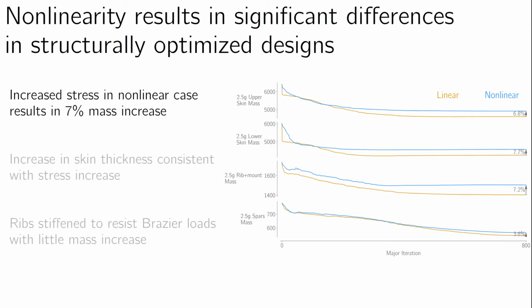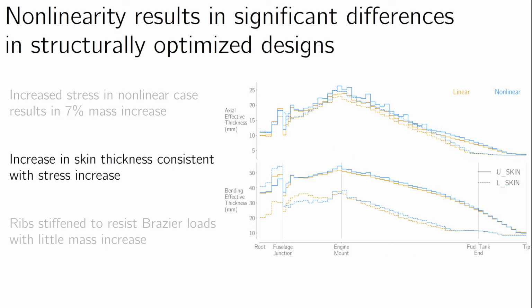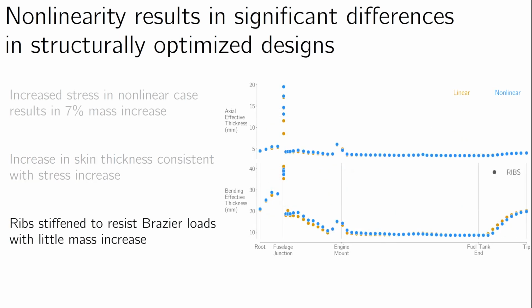The difference between linear and nonlinear structural optimization results are consistent with the differences we saw in the earlier structural analyses. In the nonlinear case, the mass is 7% higher, and most of this difference is in the upper and lower skins. For the most part, the thickness distributions in the skin are qualitatively similar between the linear and nonlinear optimized designs. The rib crushing loads we observed earlier result in a significant increase in the bending stiffness of the ribs in the nonlinear case, but the optimizer is able to achieve this with little to no mass increase.